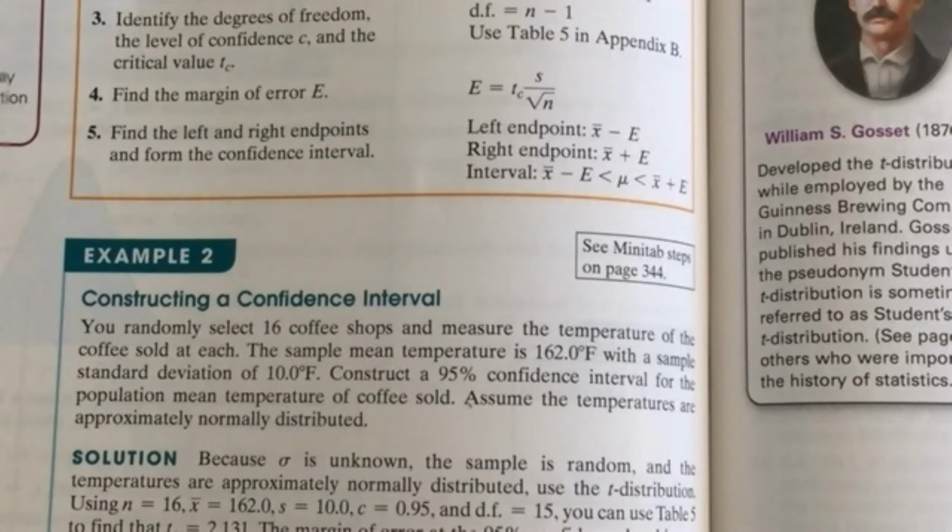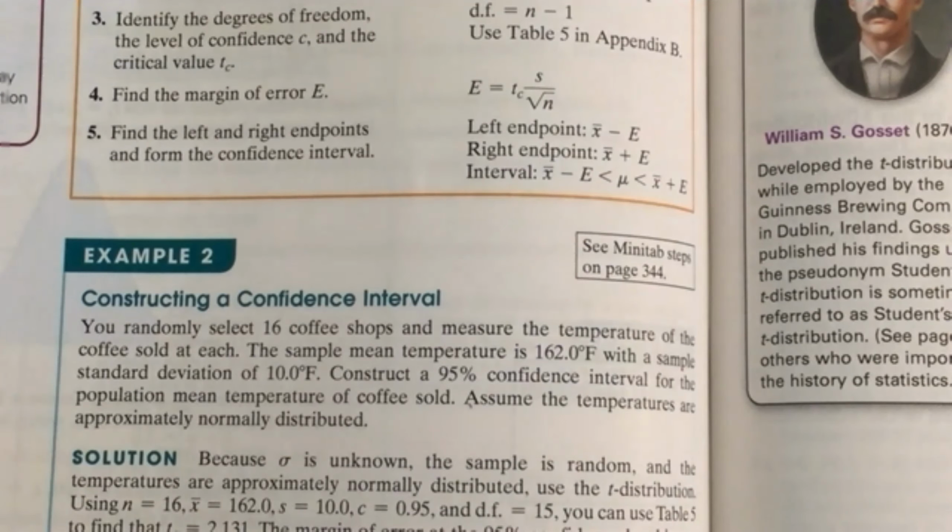which seems pretty hot to me. I think my Keurig is set at 127, but maybe that's not true. I'll have to go check that again. But anyway, we get an average of 162. So we'd say, well, based on our sample of 16 shops, we think that the average cup of coffee is going to be about 162 degrees.